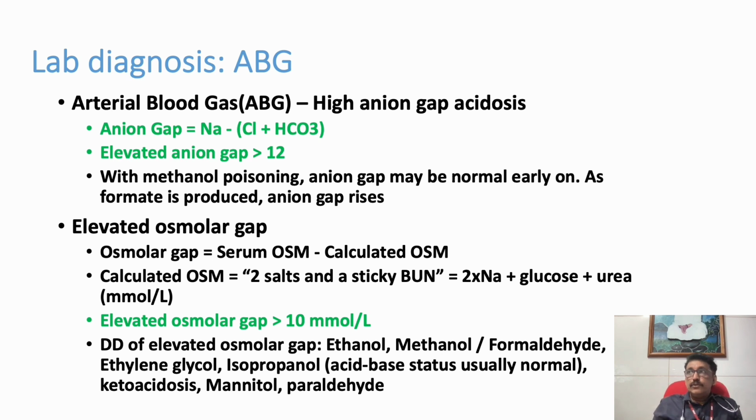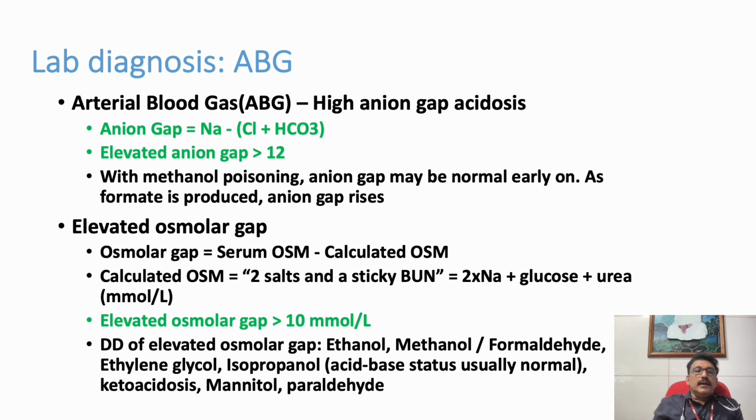Now, lab diagnosis. We always take an ABG in any type of alcohol-induced problems in the emergency room, which shows metabolic acidosis. We have seen it is due to lactic acidosis or some other mechanism of acidosis. Whatever it is, it is a high anion gap acidosis. We can calculate anion gap by sodium minus chloride plus bicarbonate. It is anion gap acidosis if the anion gap is more than 12.